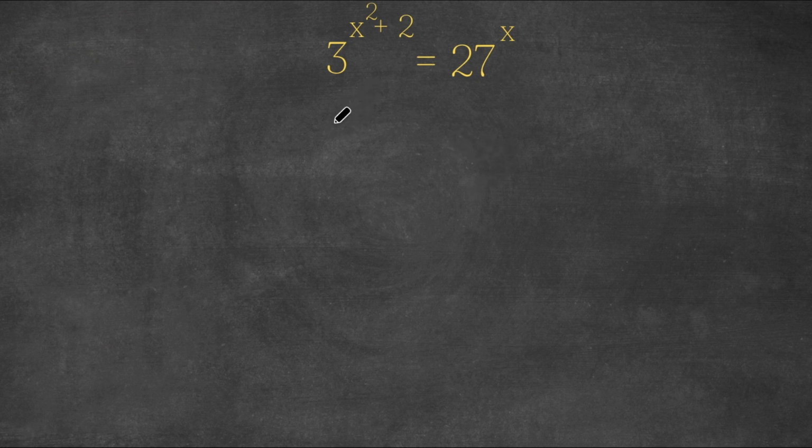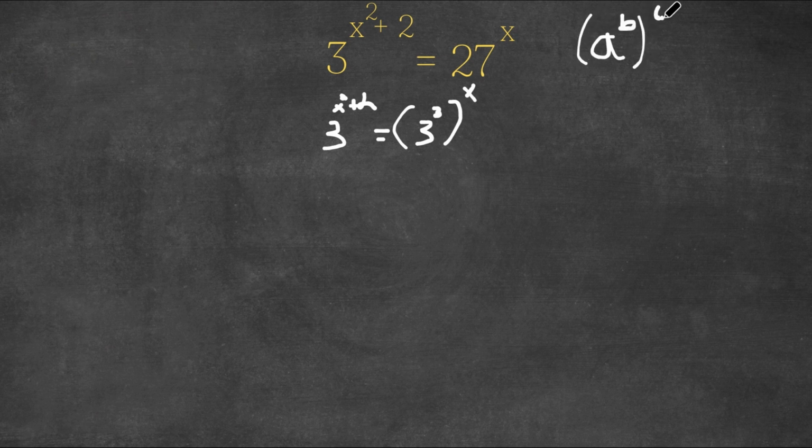So we're going to change this to 3 to the power of x squared plus 2 equals 3 to the power of 3 to the power of x. All we did was simply replace the 27 with 3 to the power of 3. Now remember, an important property of exponents is that if you have a to the power of b to the power of c, this is equal to a to the power of b times c. So these two exponents multiply.